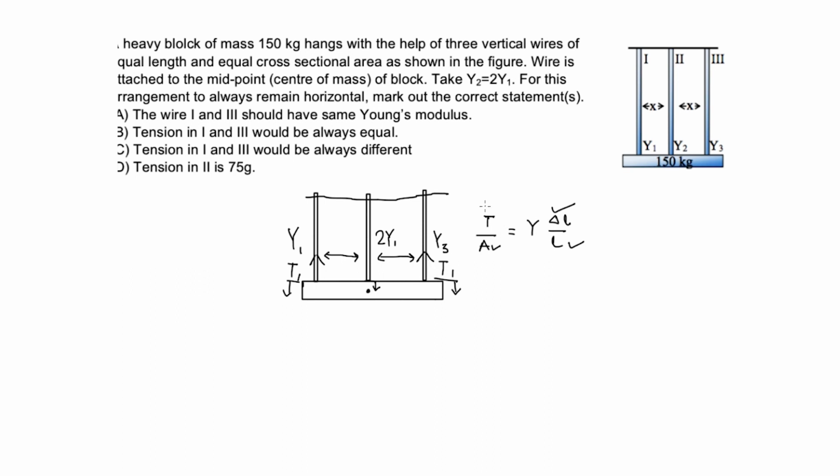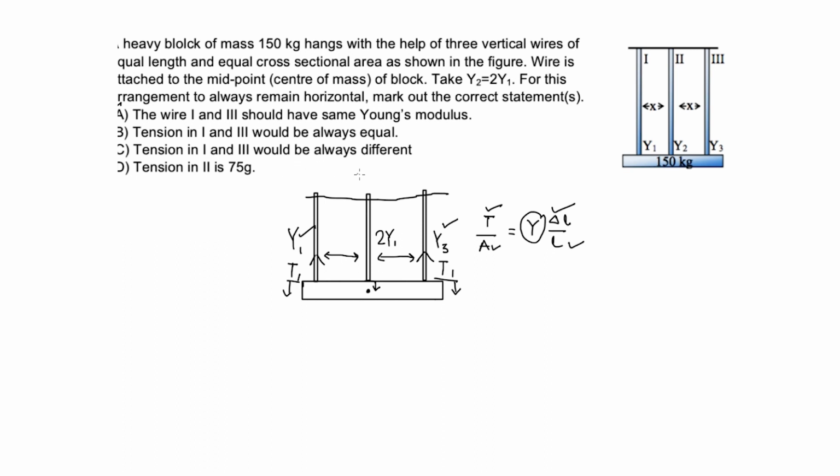So if the tension is also the same in both wires, then Young's modulus should be the same in the first and the third one. So Y1 equal to Y3. Option A should be a correct choice. Tension in 1 and 3 would be always equal. That is also a correct choice. Otherwise there will be a torque produced. Tension in 1 and 3 would be always different. That is not the correct answer.